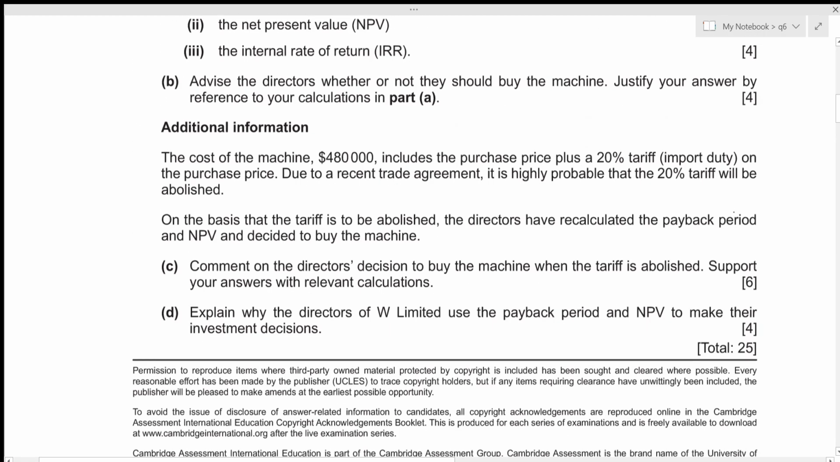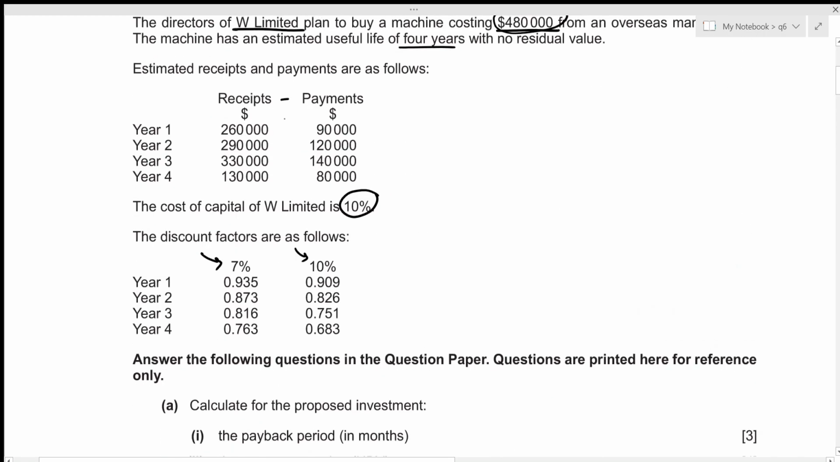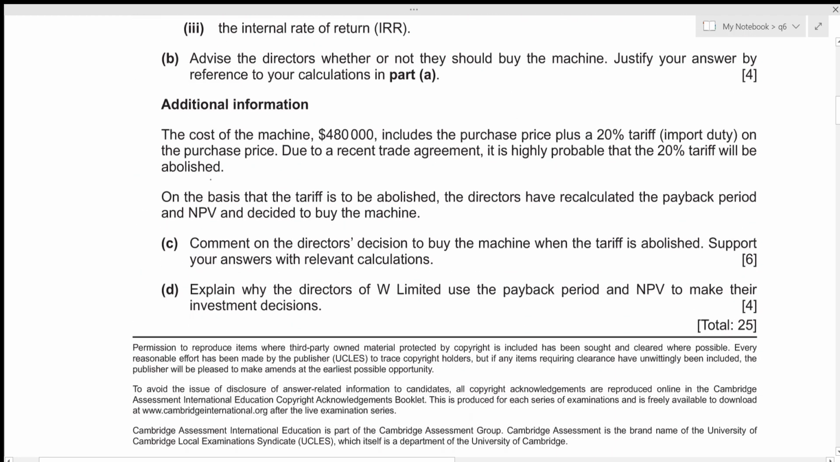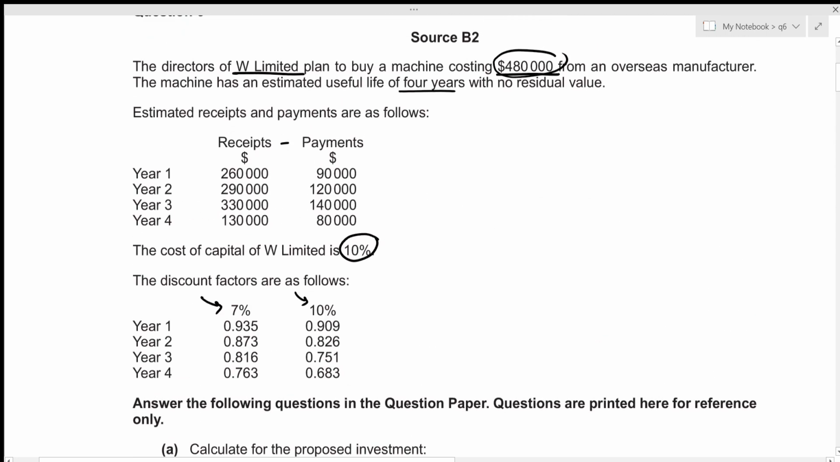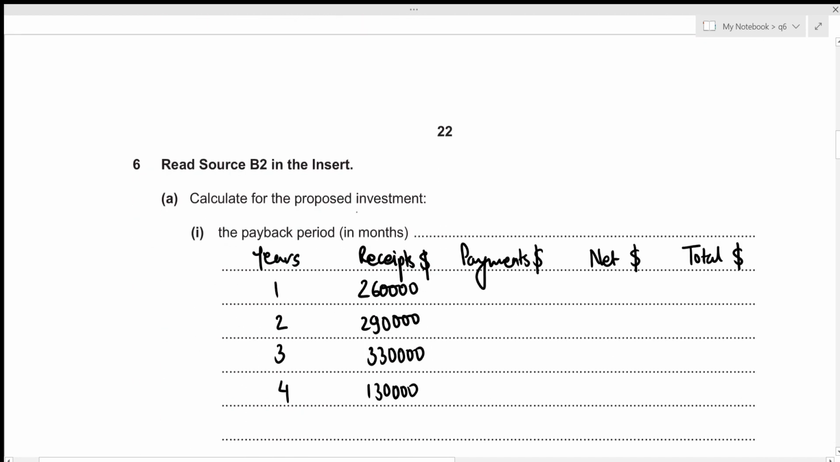Let's copy down the amounts for receipts and payments. We can see that for receipts, that's 260,000, 290,000, 330,000, and 130,000. Now for payments, we can see that that's 90,000, 120,000, 140,000, and 80,000. Let's write it down.